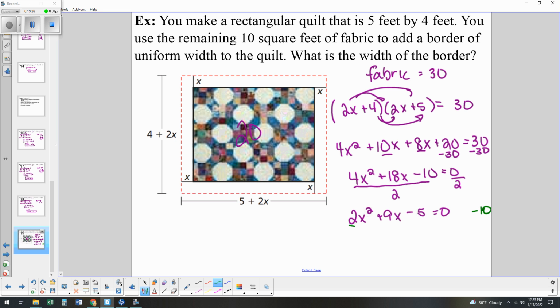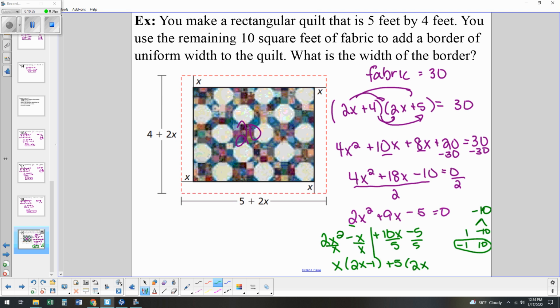Multiply to negative 10, add to positive 9. Has to be 1 positive, 1 negative. So like 1 and negative 10 or negative 1 and 10. And that's our combination, right? So it's going to be 2x squared minus x plus 10x minus 5. So out of the first two, we have an x. That's 2x minus 1. Out of the second two, I have a 5. Left with 2x minus 1.